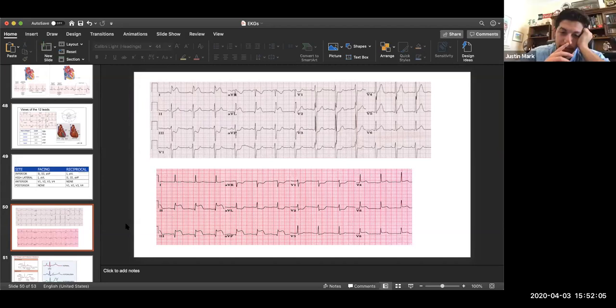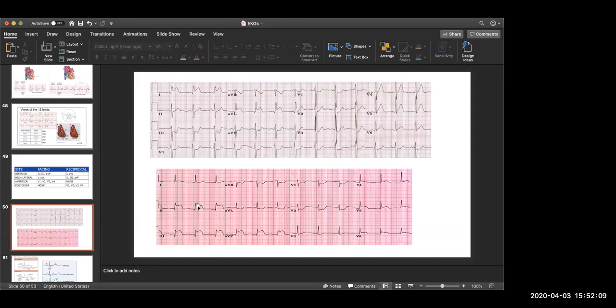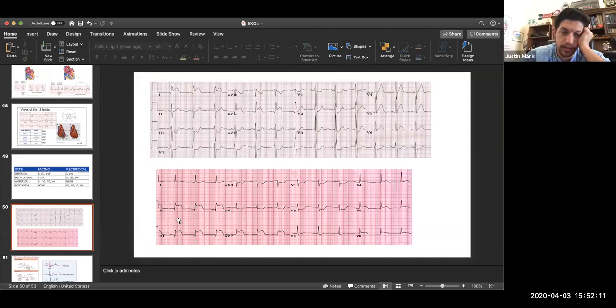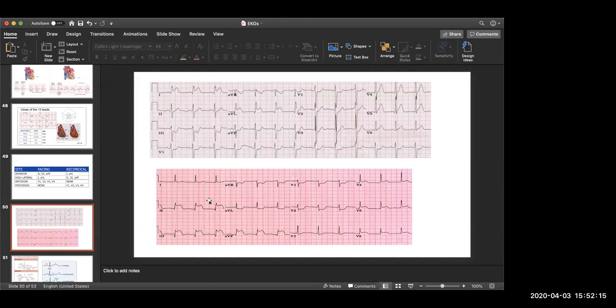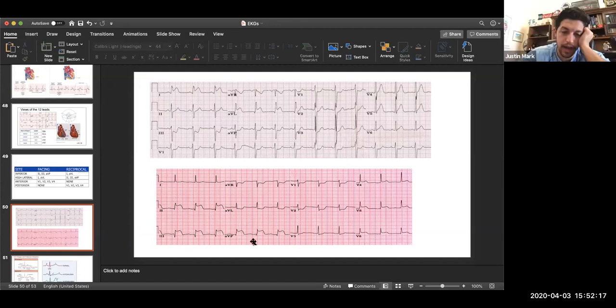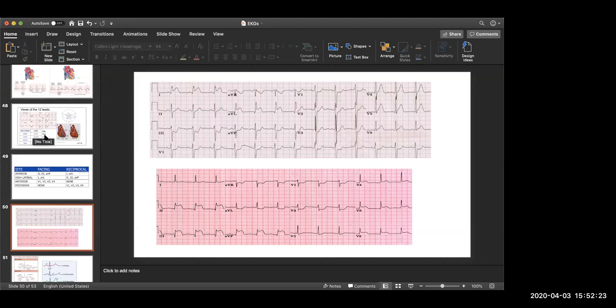So it's very possible. Wait, this isn't the left anterior descending? No, because this is an inferior. Oh. This is 2, right? 2, 3, and AVF. Oh, I see. So that's going to be inferior. I was looking at V5 and V6 for some reason.